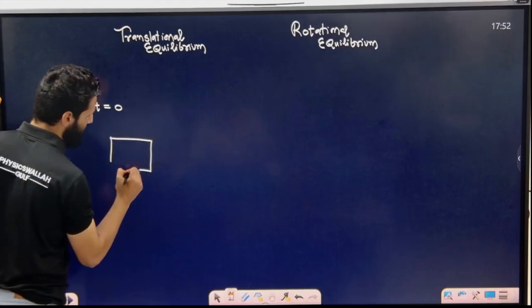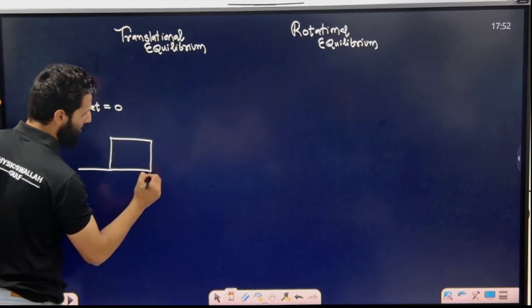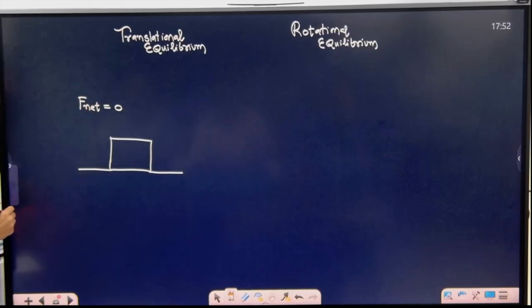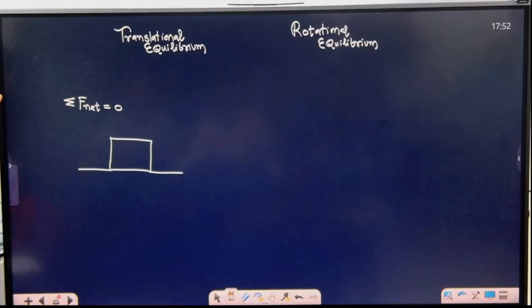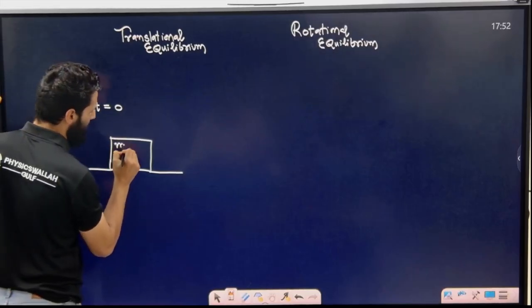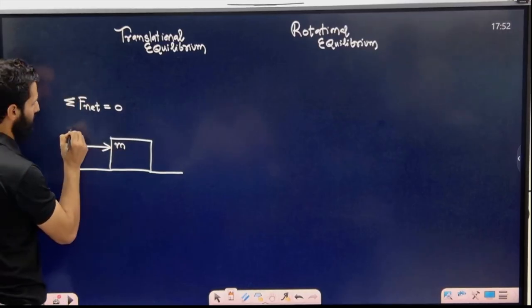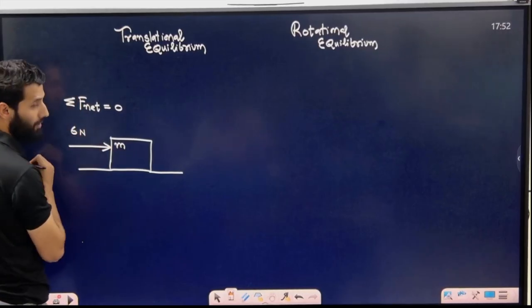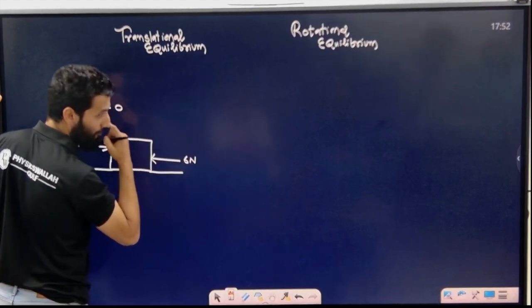This we already have studied: if the net force acting on an object is zero in all directions, the object is said to be in equilibrium. For example, this is the mass m. Someone is pushing this block with a force of, let's say, 6 newtons. Someone is pushing from the other side, let's say 6 newtons. What is the net force?